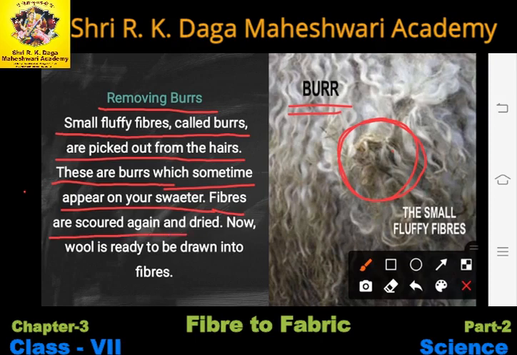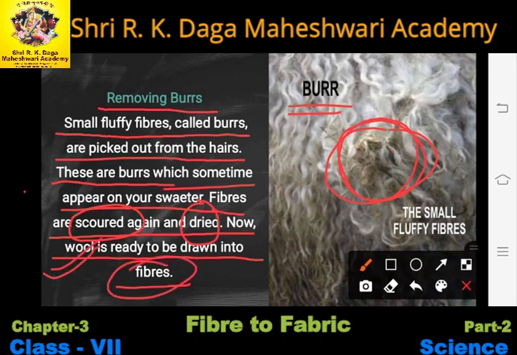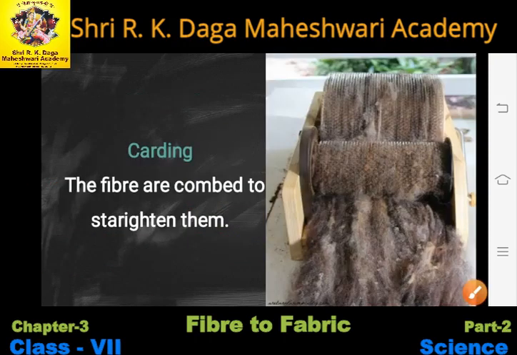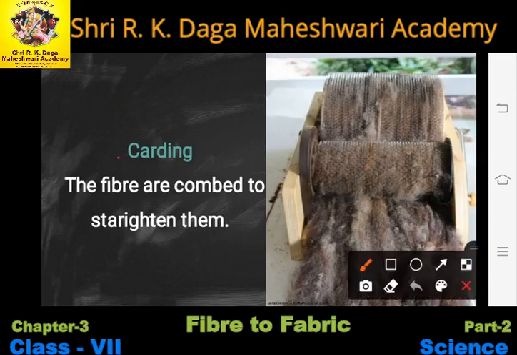Fibers are scoured again and dried. Now the wool is ready to be drawn into fiber, right? So what we do, if this kind of burr appears in the wool, then again we have to scour our wool, right? We scour our wool again and then we dry it. So what happens? Now our wool is ready to make a fiber, right? Now the next process is carding.